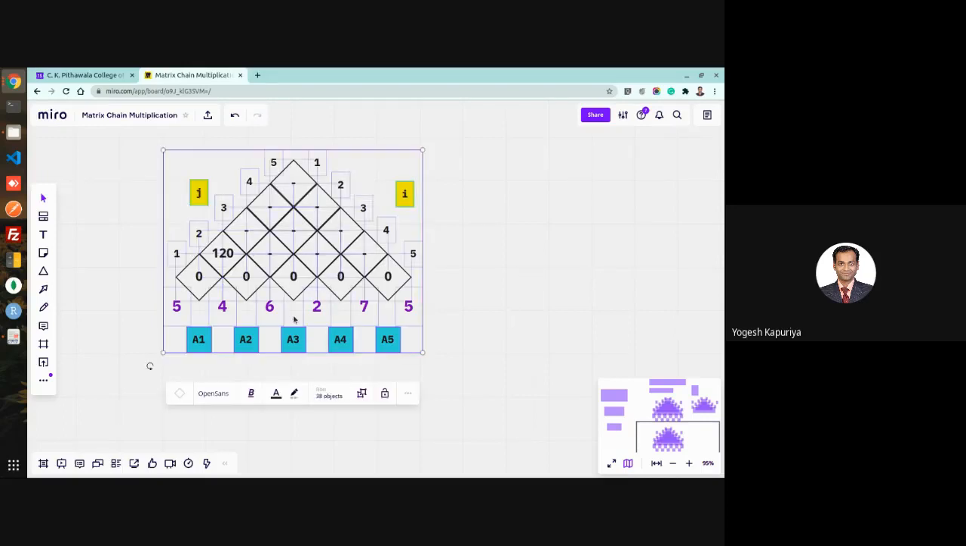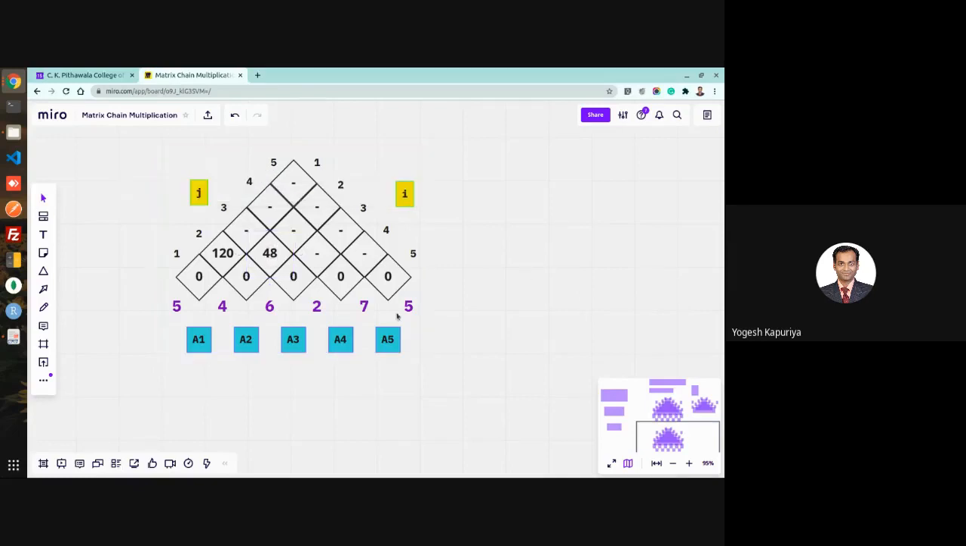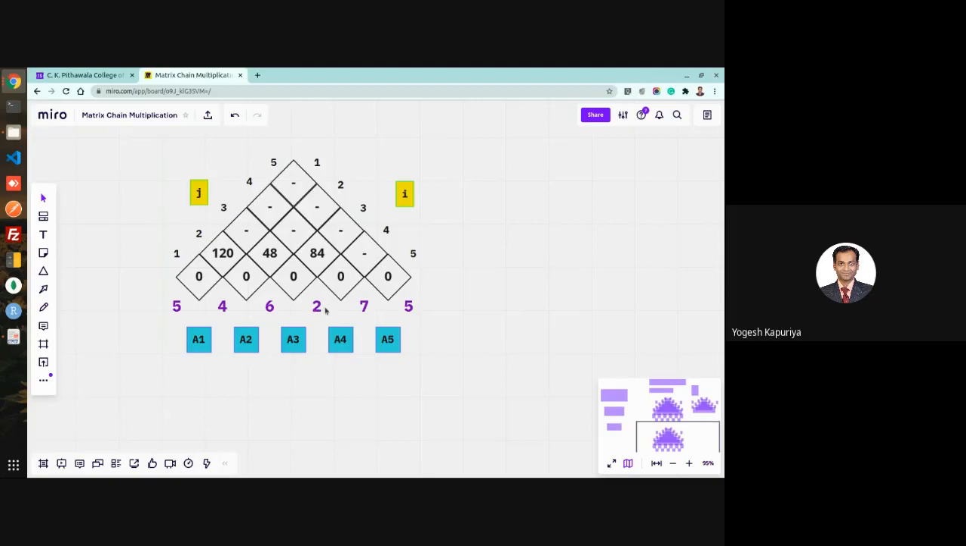Again, we are interested in putting the value. So you have to just see this. This is 4 cross 6 cross 2. So you are multiplying A2 with A3. So 4 cross 6, 24 cross 2, 48. Right? So this will be 48. Again, 6 cross 2, 12 cross 7. So 84. And 2 cross 7 cross 5. So that is 70.